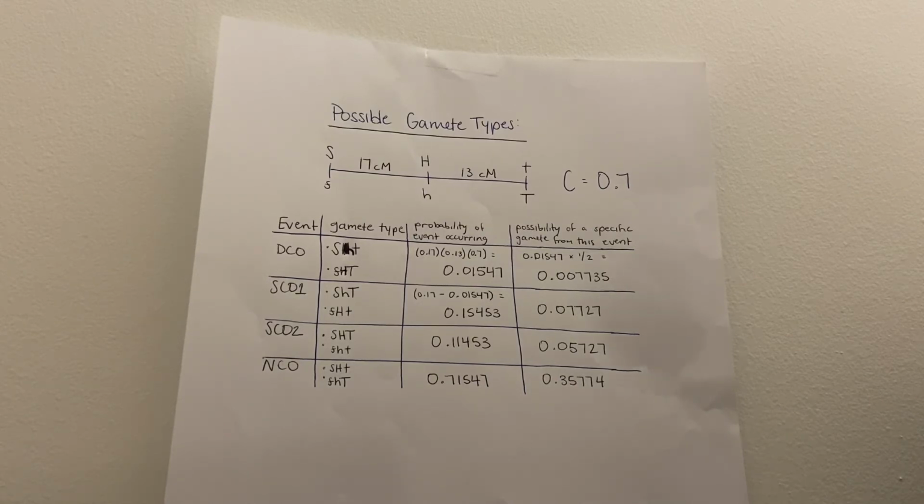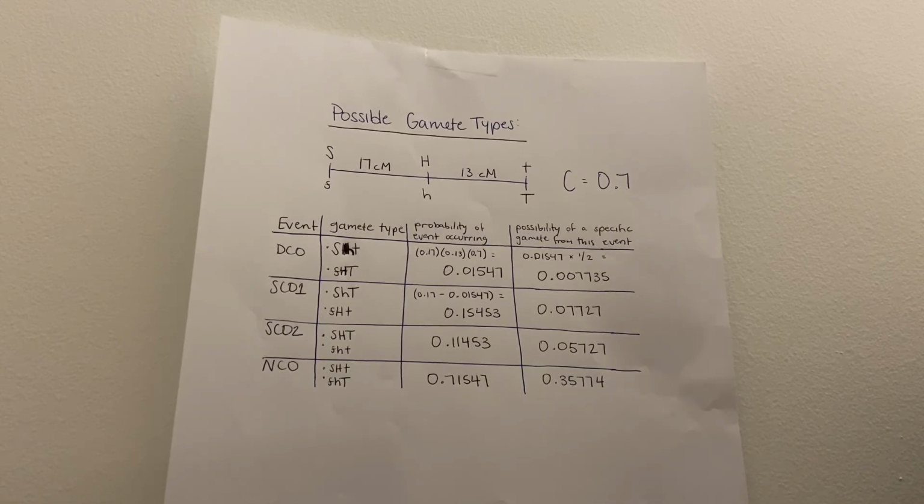Next, I calculated the event of a single crossover at R1 by simply subtracting 0.01547, which was the probability of the double crossover event that we had just found, from 17 centimorgans. The answer was 0.15453, which I then multiplied by 1/2 to get the probability of a specific gamete occurring from a single crossover event at R1.